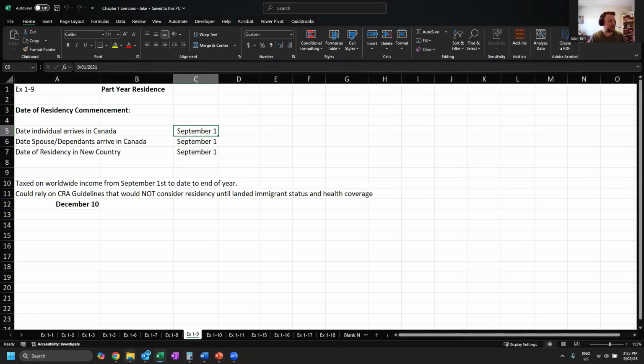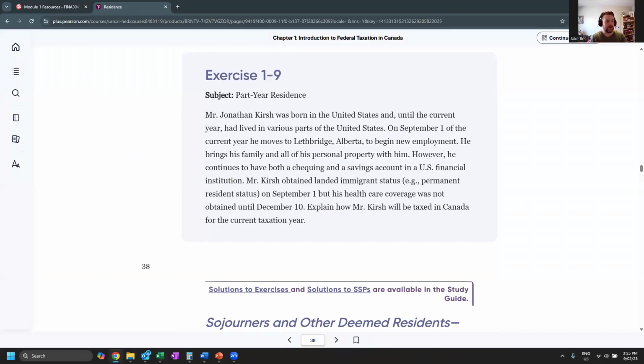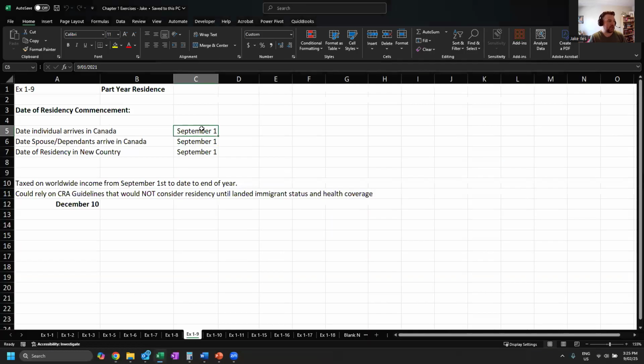So, one second. Did it say September 1st? Yeah. On September 1st is when his family, all of their stuff came to Canada. So when we look at the individual, the spouse, and when they started establishing ties, which is his new employment and all of his living arrangements, all of that is September 1st. So based on those ties, we would say his residency started September 1st. Now, if we wanted to, we could rely on the CRA guidelines to say he didn't get the health coverage until December 10th, so we'll make that our residency.